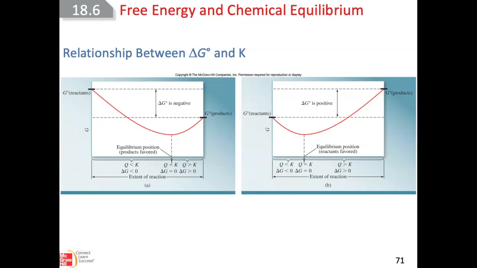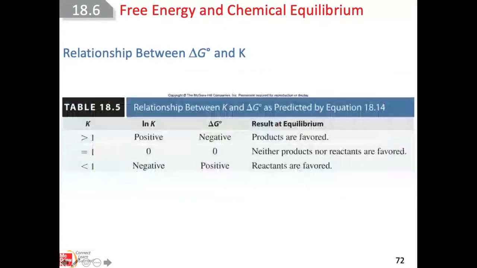This graph just shows us the relationship between delta G being negative and the Kelvin. This table shows it a little better: the relationship between the equilibrium constant K and the standard free energy.